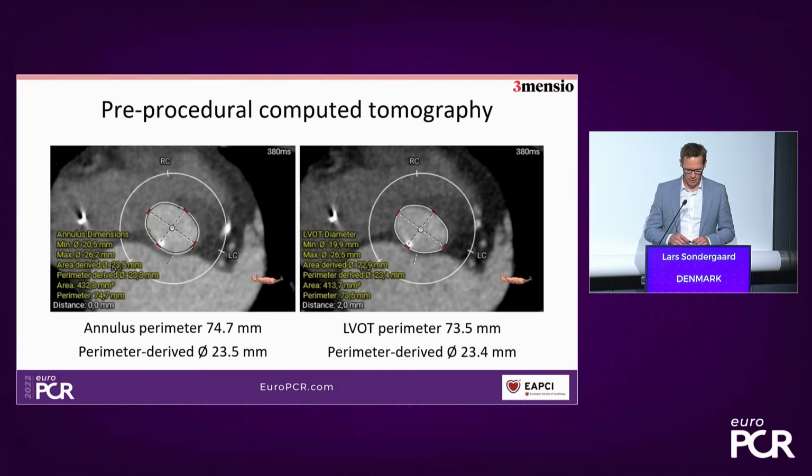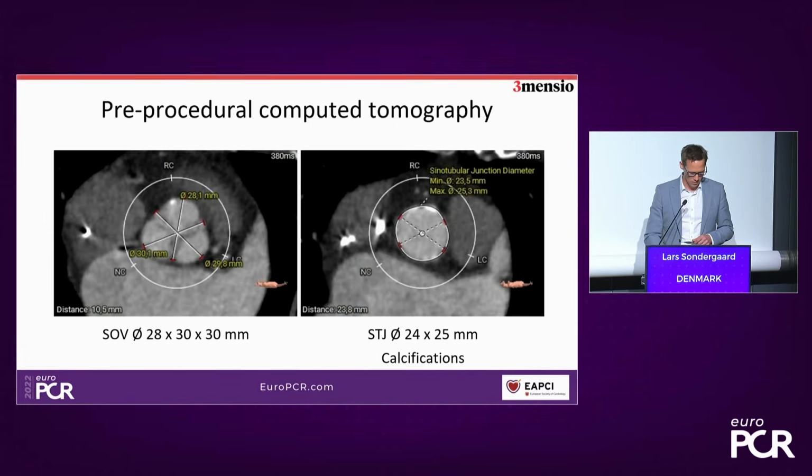Is it on the right or is it on the left? In this, it's in the non-coronary cusp at the base of the sinus. Important that the LVOT is approximately the same diameter. It's not dramatically smaller in this patient.